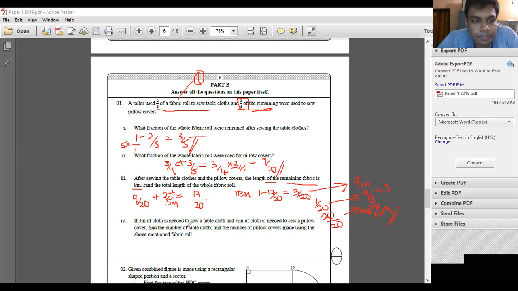So what they're asking is that 3 meters goes into sewing a tablecloth. Just remember that. And they are asking to find the number of tablecloths made. We know that 2/5 of the fabric roll is used to sew tablecloths, so we are taking 2/5. 2/5 of the fabric roll is used, and 3 meters of cloth is needed to sew one tablecloth.